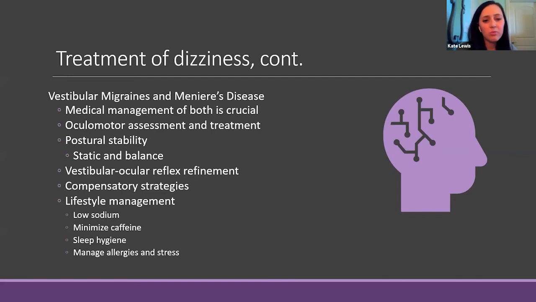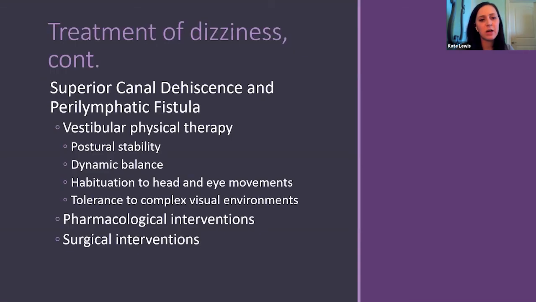We're going to do ocular motor assessment and treatment. We're going to work on balance. We're going to work on that VOR that I was talking about, and compensatory strategies or ways to adapt to some of the changes that are happening. And then lifestyle management would be what's listed there: low sodium, minimize caffeine, improve sleep, and manage allergies and stress.